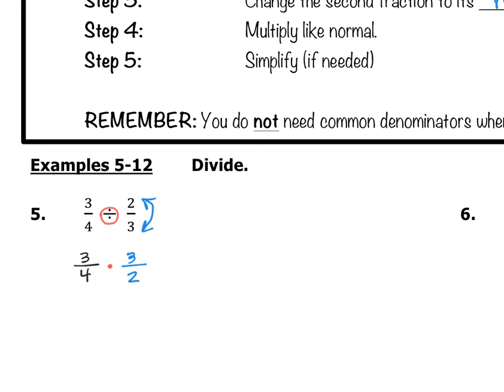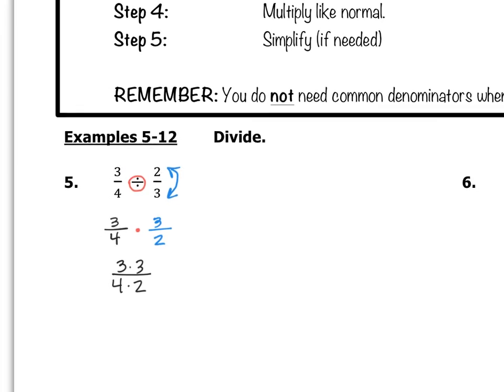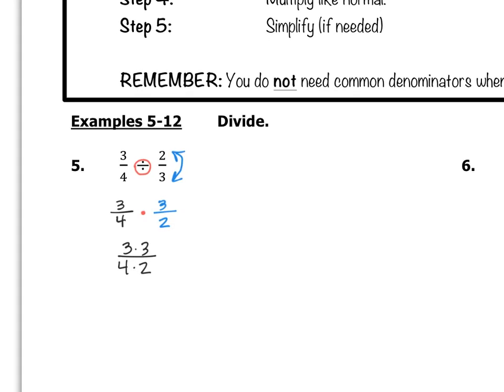So we're going to multiply like normal. 3 times 3 over 4 times 2. I can't cancel anywhere, so I'm just going to do 3 times 3, which is 9, over 4 times 2, which is 8, and now I have the improper fraction 9/8. To make this a mixed number, I just need to divide 9 by 8.